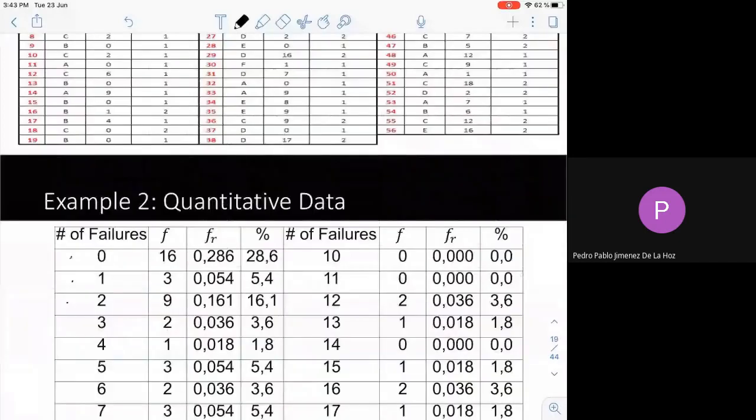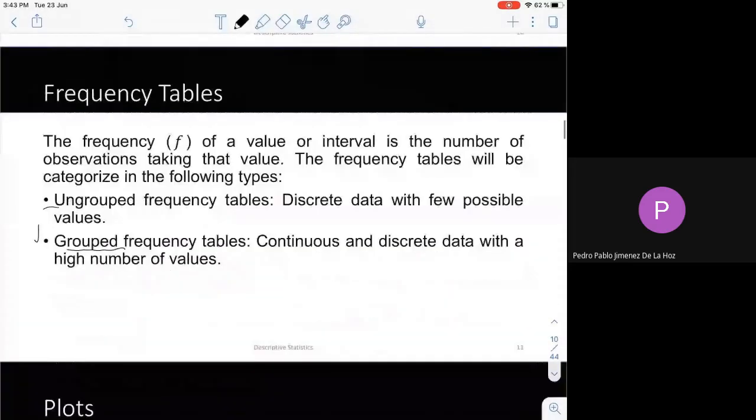Now, when are we going to use ungrouped frequency tables? Mainly when we have discrete data and when that discrete data has few possible values. If the number of outcomes is limited, then it makes sense to use an ungrouped frequency table. But if we have continuous data or discrete data with multiple different outcomes, then we will need to group the observations because we don't want a very long table. We want a table that is capable of summarizing the data in a meaningful way.